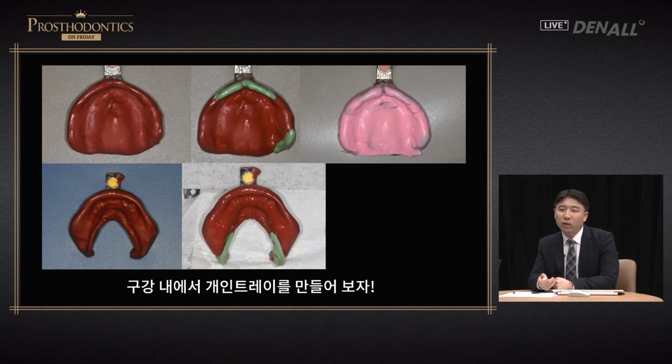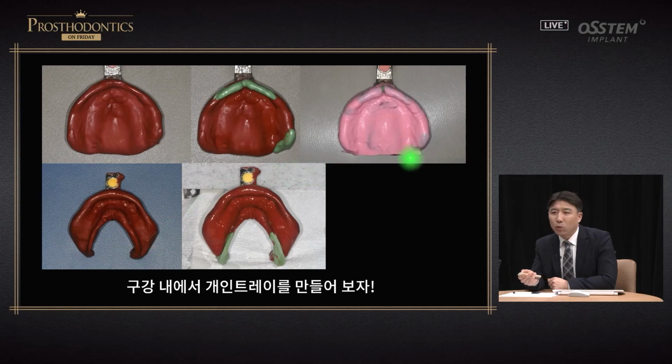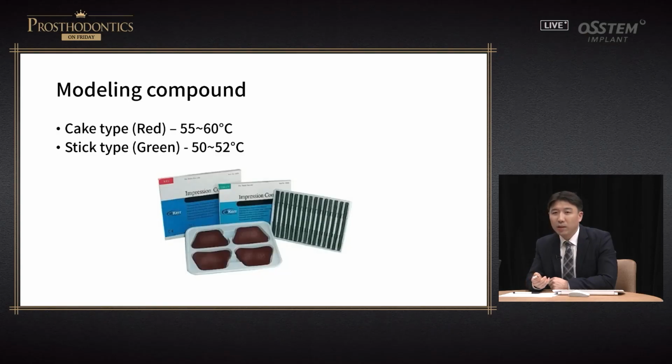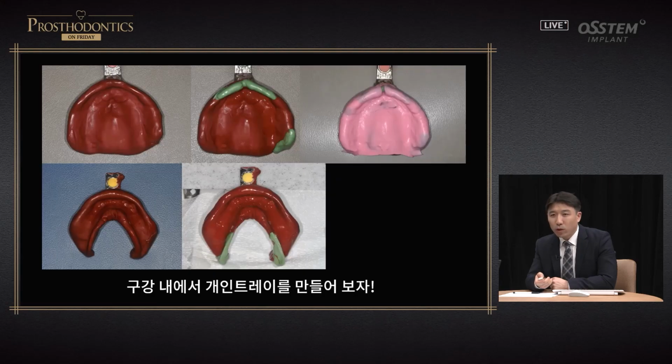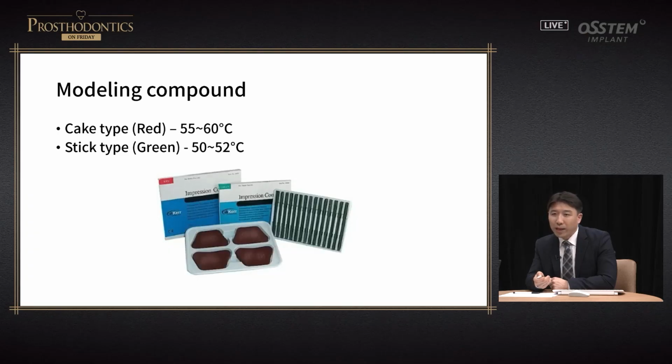After you use compound once, you need to grind off the area where the mylohyoid muscle is to give space for the muscle. As mentioned, if you use compound, you can easily take an overextended impression. The compound that I use frequently is the cake type, and it has a higher softening temperature. For supplementation, I use the green stick compound, and this one has a lower softening temperature. Therefore, it is not really difficult to compensate.